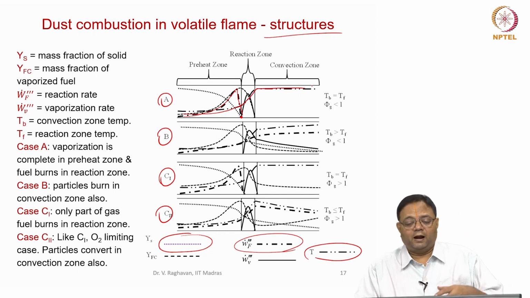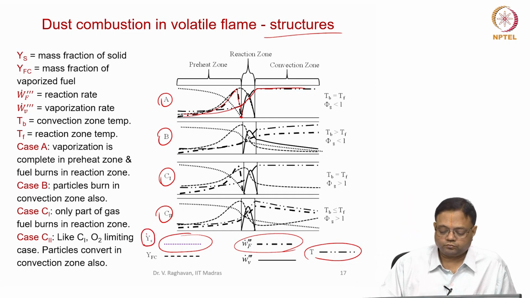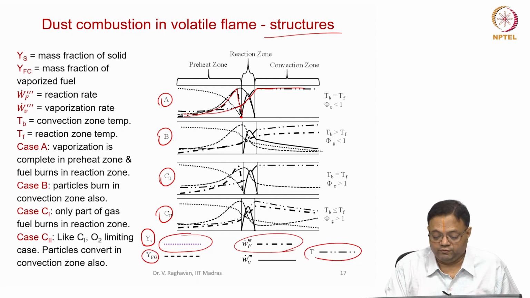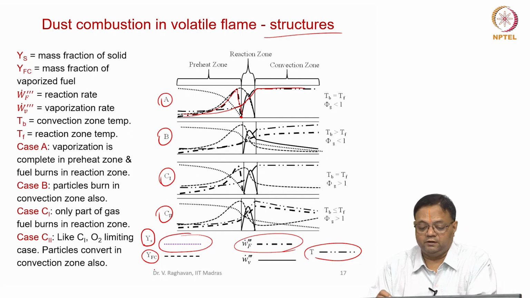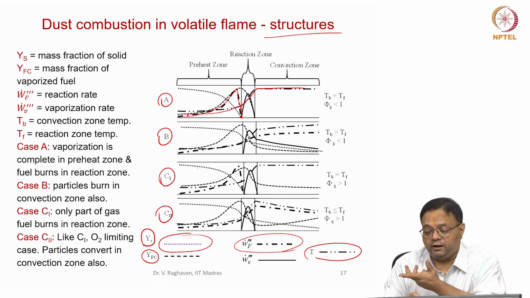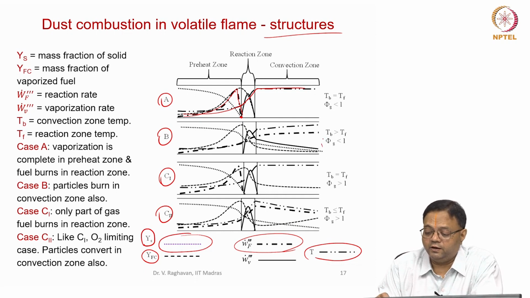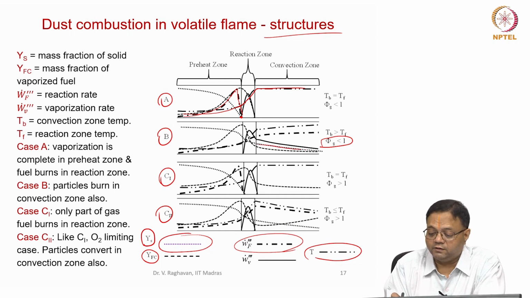So, understanding what is happening in these things, we can draw this typical structure. Structure is when you draw the profiles of heat release rate, temperature and concentrations. So this is the concentration of fixed carbon, etc. Then we get this. You can easily understand this. So for the category A, it is very clear that no particles come out of the reaction zone. Category B, particles come out, but they are converted in the convection zone because the equivalence ratio of the gas is less than 1, lean. So more oxygen is available, particles are converted in this zone and heat is released.